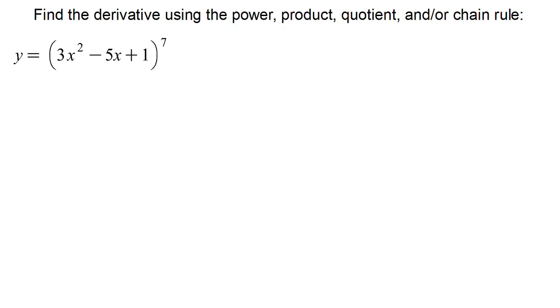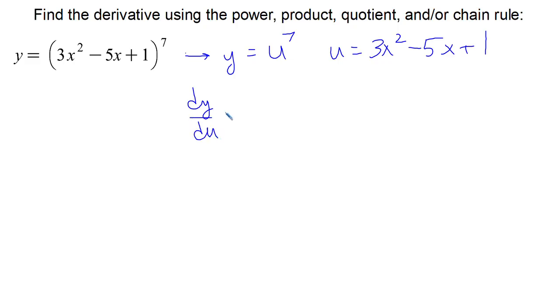All right, for our next one here, once again, we've got y equals a function composed into another. So in this case, it's u to the 7th power, where u is equal to 3x squared minus 5x plus 1. So we'll take our derivative, dy du is equal to 7u to the 6th, and du dx is going to be equal to 6x minus 5, both of those just using the power rule.